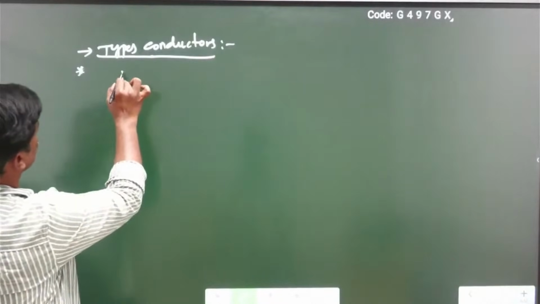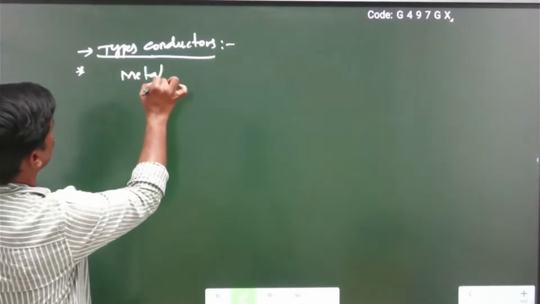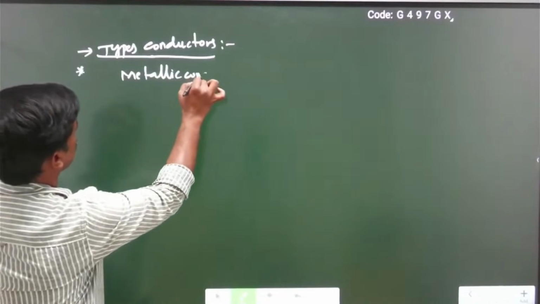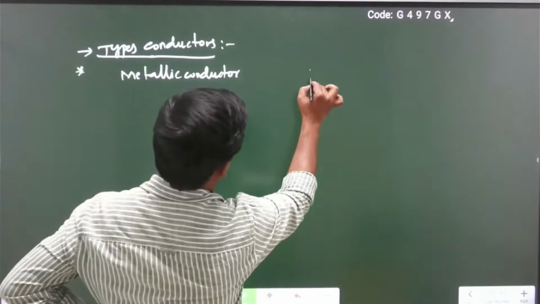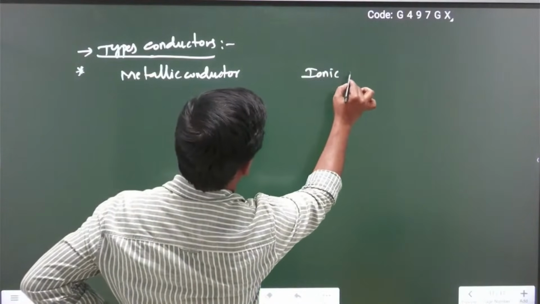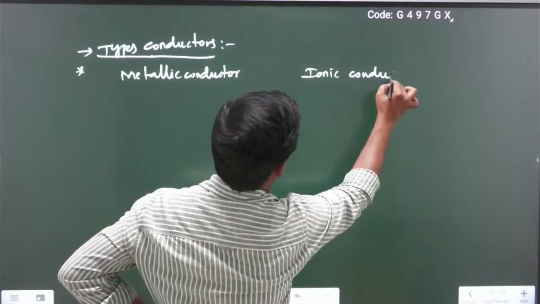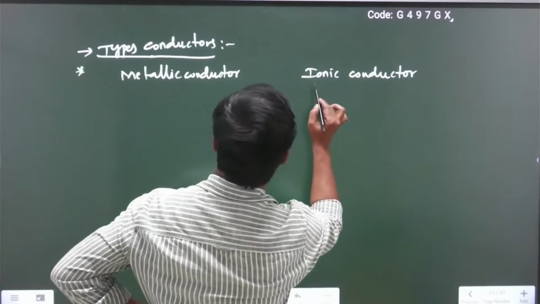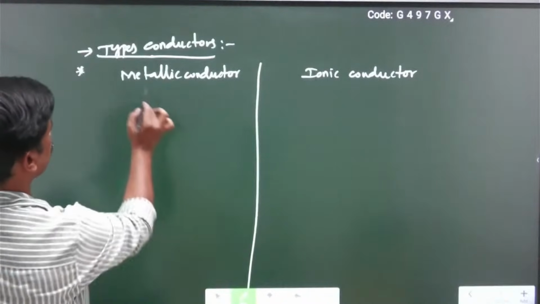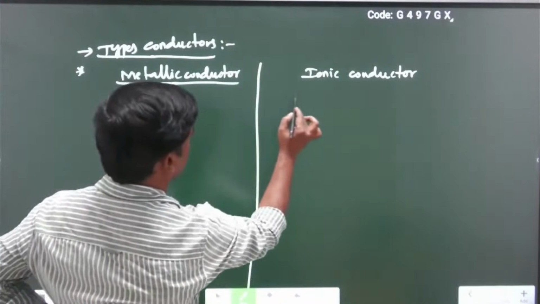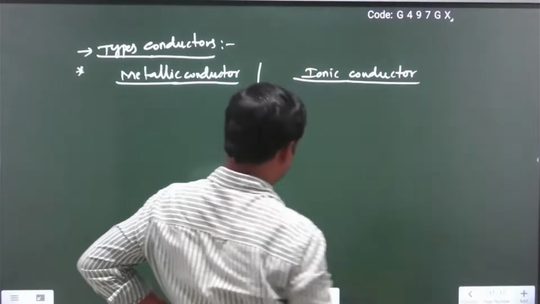Here I am writing metallic conductor, ionic conductor. These differences between metallic conductor and ionic conductor are very important from the exam point of view.